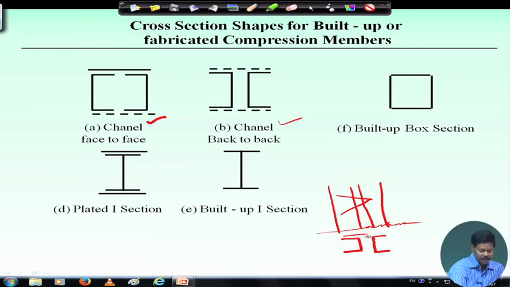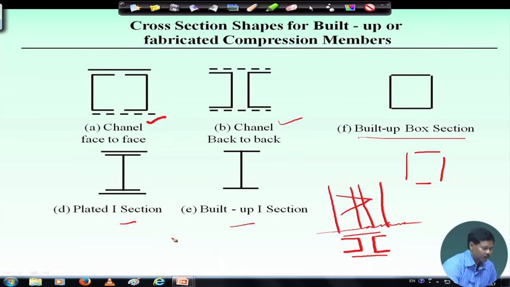Therefore, we have to provide either some joint in terms of batten plates or some lacing, so that throughout the length it acts as a monolithic member. So, this has to be taken care of. And another is the built up box section, where with 4 plates one can make a built up box section, then plated I section, then built up I section. Like this, some of the commonly used built up compression members are there.